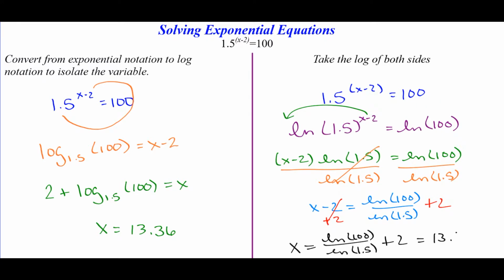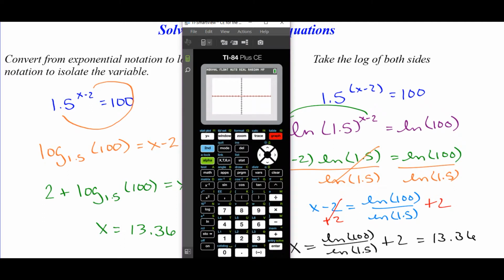So we can take a look at that graph. In my window here, I'm not seeing anything, so I'm just going to do a zoom out to see if that helps. Then I can see my exponential function, and again, then I can go find that intersection. So second trace intersection, and we got the 13.36 again.